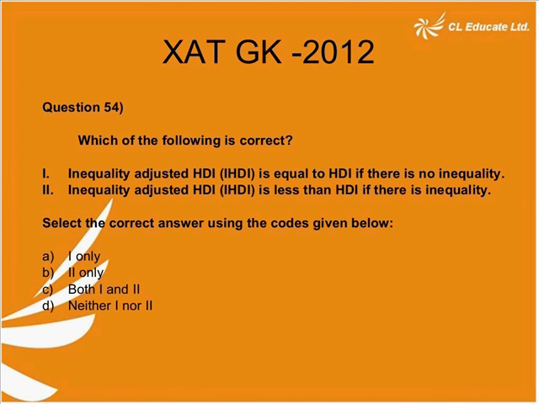Inequality adjusted HDI is less than HDI if there is inequality. So the correct answer is option 2.